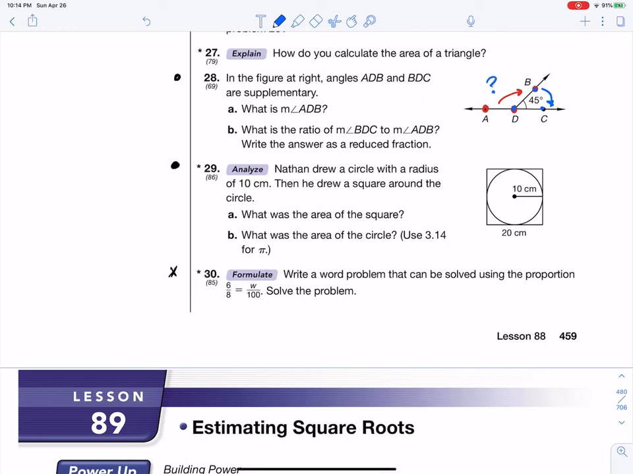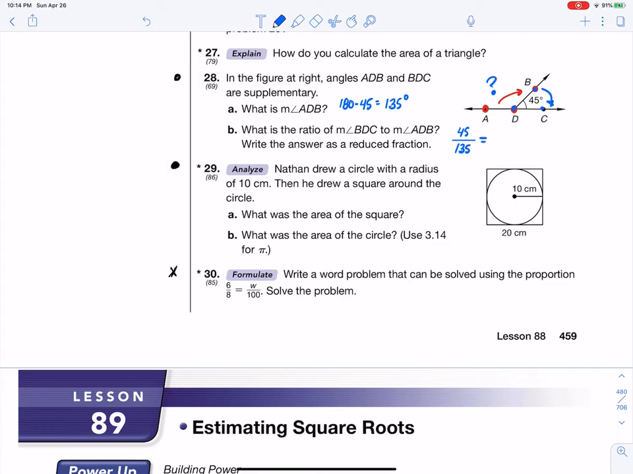That would be this one right here. Supplementary means they have to be 180. So you take 180 and subtract the 45 from it, that you know the other angle is, and that ends up being 135 degrees. Then it says, what is the ratio of the measure of angle BDC, which is the blue one on the right, so that's 45. Ratio means to write it in a fraction form, to ADB, which we just figured out, which is 135.